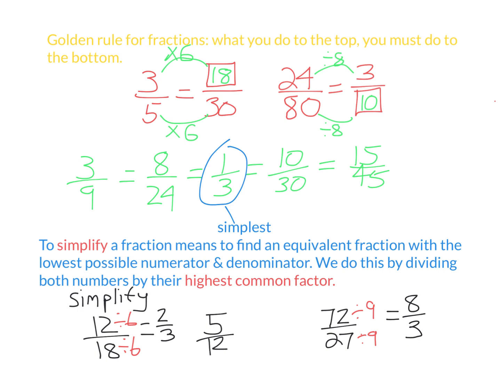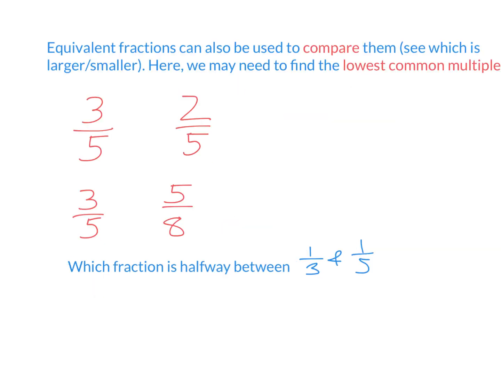So one more thing to look at, let's look at comparing fractions. So we can use equivalent fractions to compare them. When I say compare fractions, I mean see which is larger. Now, sometimes we might need the lowest common multiple. So let's look at these two fractions here, 3/5 and 2/5. Well, you know clearly 3/5 is larger than 2/5. So the crocodile eats the larger number. The greater than symbol points to the right. That's easy. These two are easy to compare because they have the same denominator.